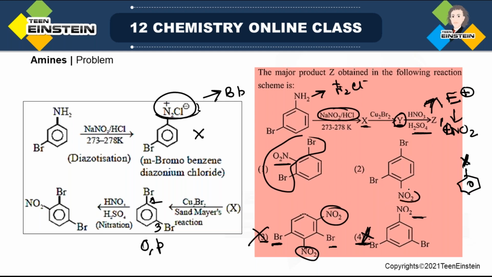Now look at option 2. This NO2 is ortho with respect to this bromine, but it is para to this bromine. That means that factor is fulfilled. The steric problem is also not high. You can also write the NO2 group in this position; actually, it will produce the same molecule. So that is the reason option 2 should be the correct option, considering all the logic.